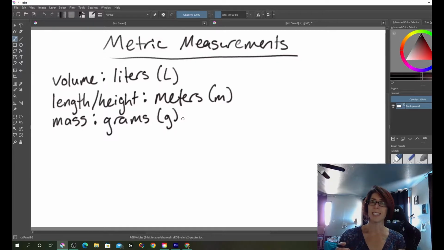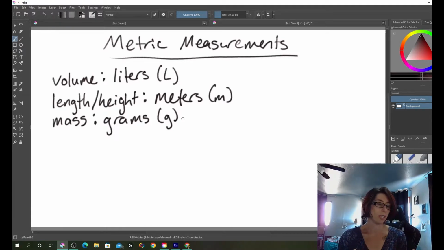So one nice thing about metric units is that whether you're measuring the volume of something, the length of something, or its mass, you have the same prefixes to the units. And then you would just attach it to liters, meters, or grams. So for example, you can have a kiloliter, a kilometer, or a kilogram. So now let's talk about the different metric units.